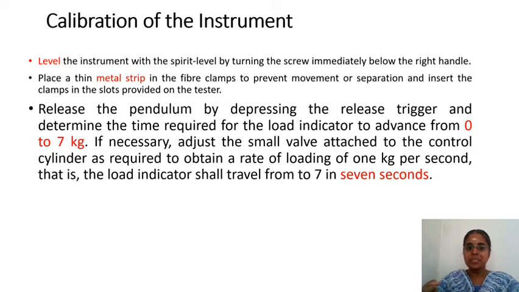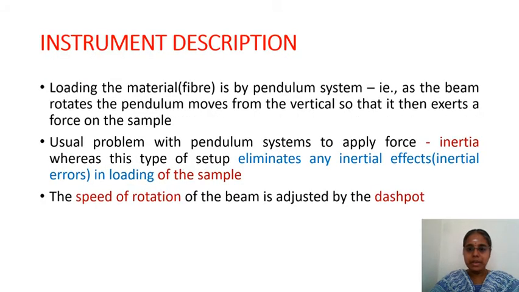or the catch is released, and the loading scale is noted, and seen to that when it goes from 0 to 7, it takes 7 seconds, which means for 7 kg it is 7 seconds, and that is 1 kg per second. So this is the loading rate set up in the instrument. That calibration is done by the dashpot, the screw in the dashpot as shown earlier.